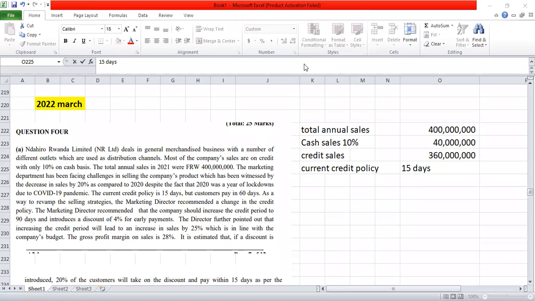Where does the 15% come from in the discount calculations?